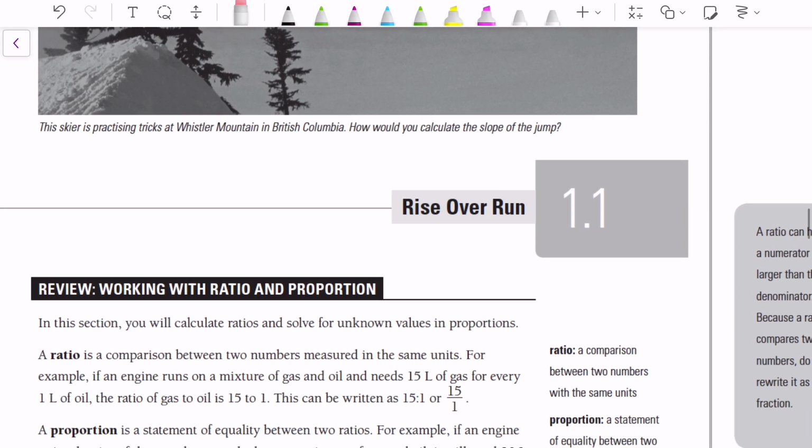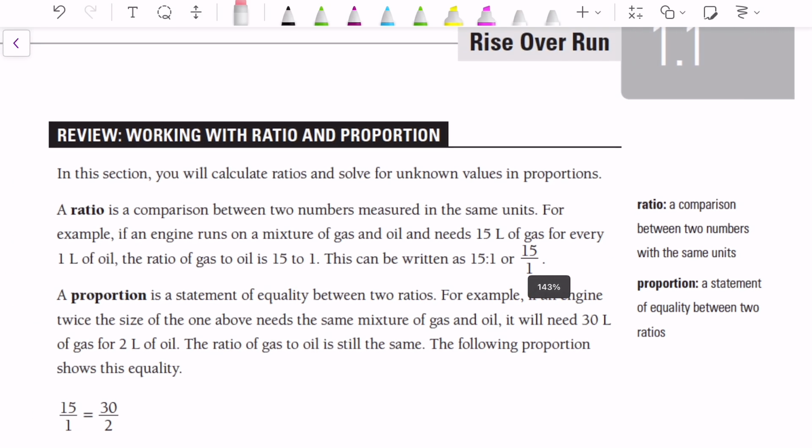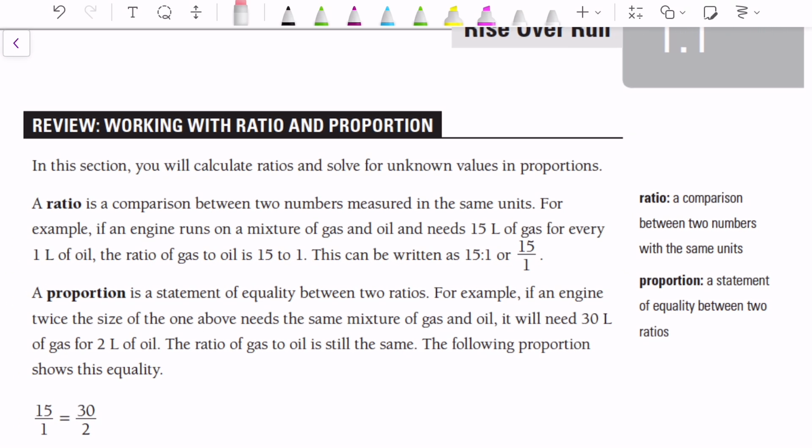Right, so let's talk about 1.1, which is called rise over run. We are going to have some moments where some of that stuff I just talked about will overlap, but we should be okay if we talk about those again. So the first definition that we need to talk about is a ratio. We're going to calculate ratios and solve for unknown values in proportions.